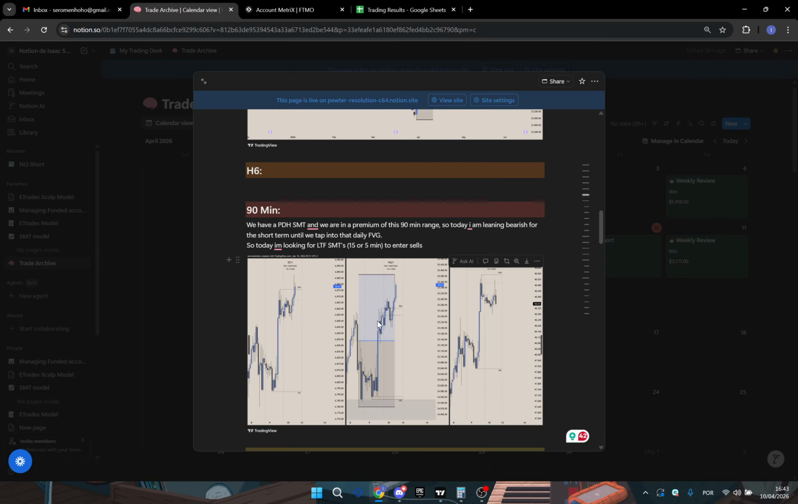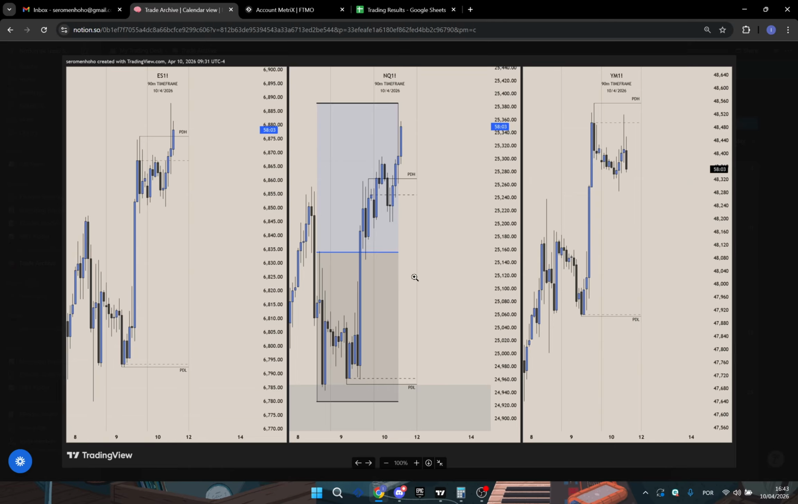Then when we go down to our 90-minute chart, this is how it was looking right at market open. We can see that we have a previous day high SMT. ES and NQ closed above previous day high, but YM failed to take previous day high out. So that is an intermediate time frame SMT on the highs, and this is a good framework for me to look for lower prices into that daily gap.